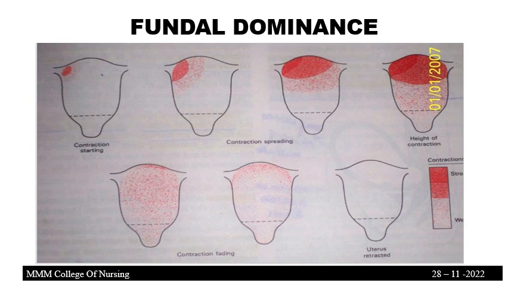So first is fundal dominance. As you see in the picture, the red shade indicates the pain area. Where is the red shade? It is on one end of the cornua, in other words the left side of the cornua of the uterus. From there we say the pain starts, and from the cornua it spreads throughout the fundus and goes down. That's how the pain radiates throughout the uterus, and because it starts from the fundus, we say it is fundal dominance.